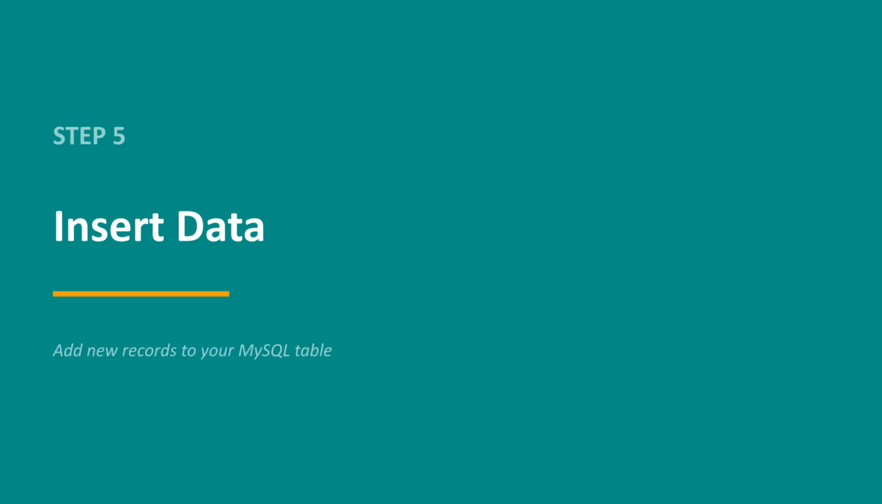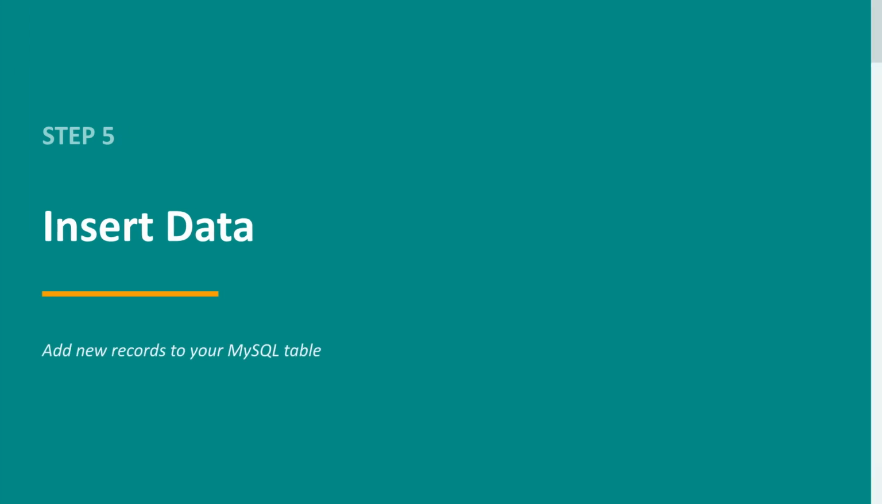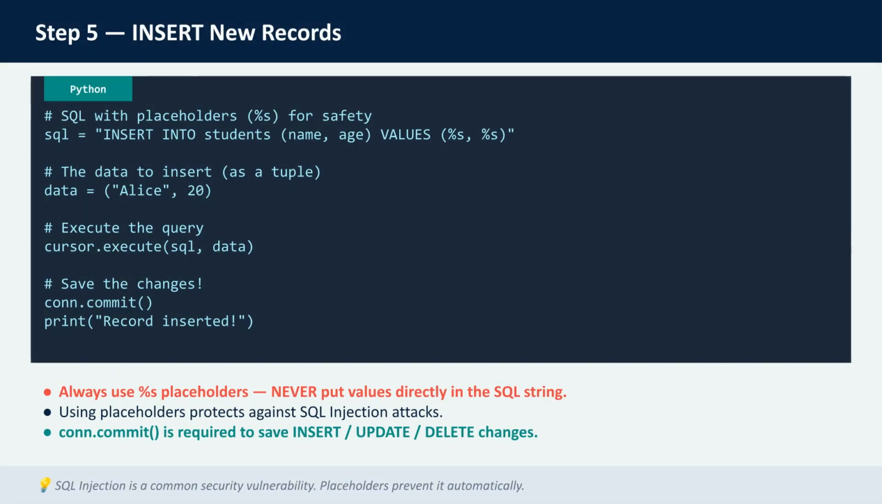Step 5 is insert data. Let's look at how to add new records to your MySQL table securely from Python. For insert statements, always use %s as a placeholder in the SQL query string and pass the data as a separate tuple to the cursor.execute method. This prevents SQL injection. Crucially, call the con.commit method to save your changes to the database.